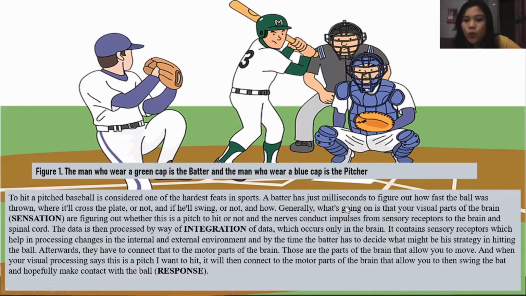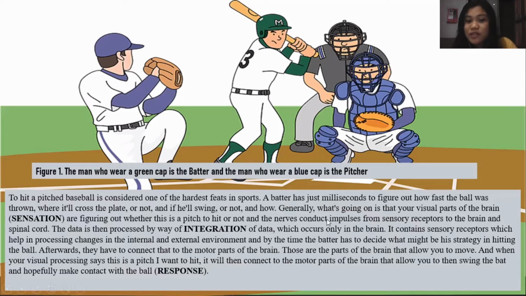So, generally, what's going on is that your visual parts of the brain, so as we can see here, in the batter, we see with our eyes, right? So, when we use the visual parts of the brain, we use our sensation. So we are using our eyes. And our eyes are a sense organ, right? So when we use our senses, especially our eyes, we use sensation, which is a basic function of the brain. And figuring out whether this is a pitch to hit or not.